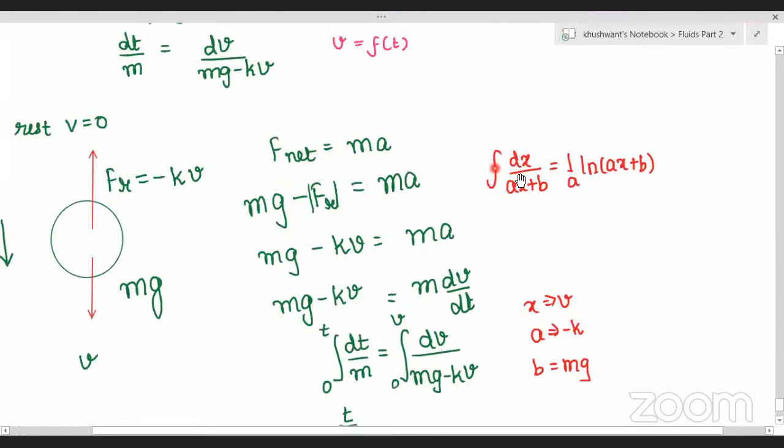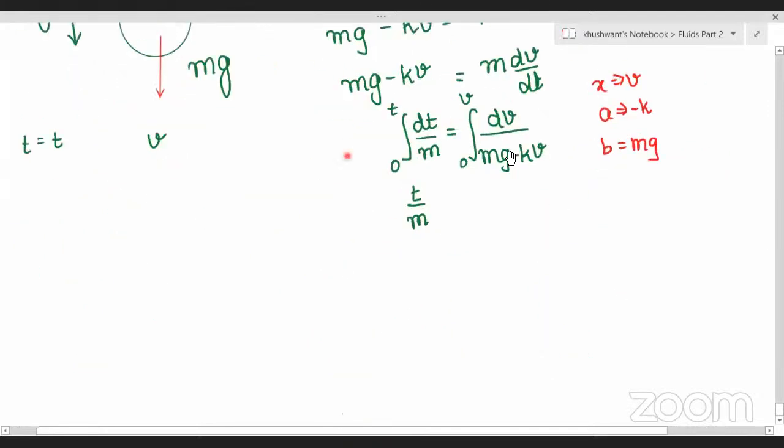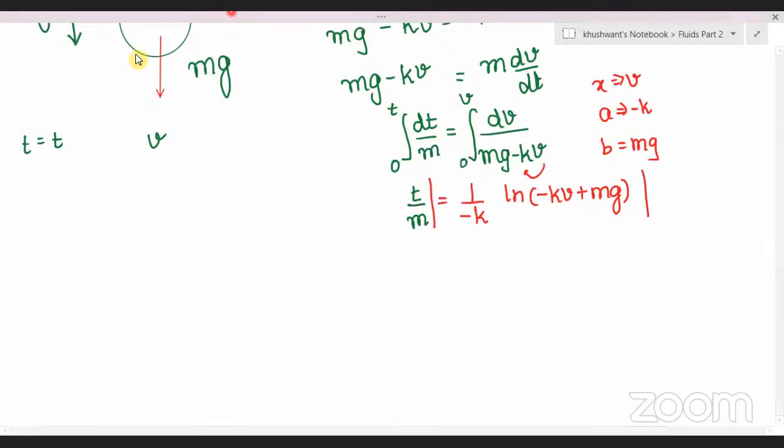Now let us apply this formula that integration of dx by ax plus b is 1 by a log of ax plus b. Here, instead of x we have v, substituting the same thing. What will happen? You have 1 by a. What is a? Minus k, the coefficient of v here. So 1 upon minus k into log of minus kv plus mg. Right? Super. Then let us substitute the limits on both sides. What are the limits for time, Makesh? 0 to t. Yes, sir. What are the limits for velocity? 0 to v, sir. Excellent.